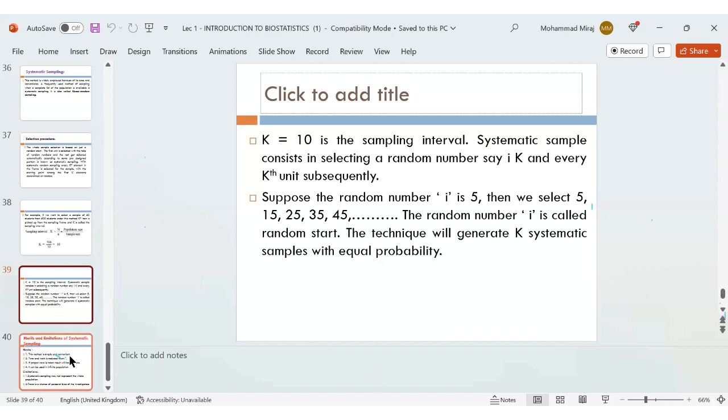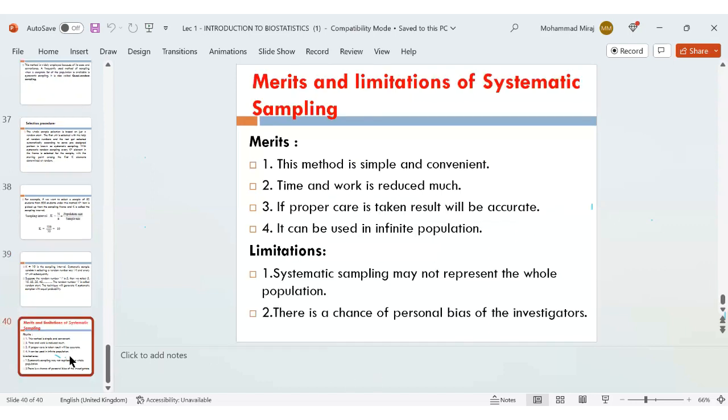Yes, sir. Okay. And then what are the merits and limitations of systematic sampling? This is the easiest method. It is quite simple. The time and work is much reduced. And here basically, if we take proper care, then accurate results can be sought, and it can also be used for infinite population. However, systematic sampling alone is not representative of the whole population, and there can be a very strong chance of bias in the environment.